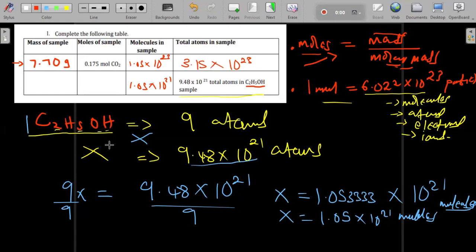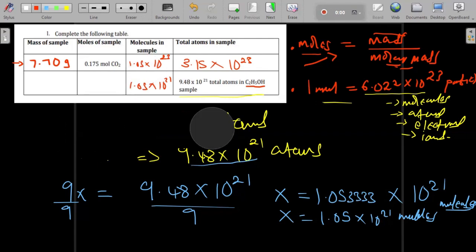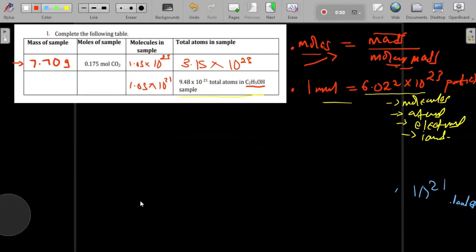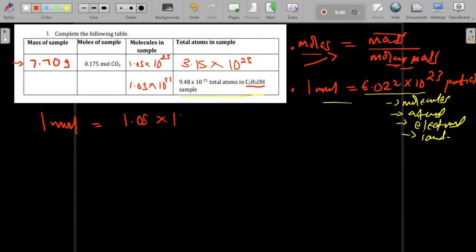C2H5OH. All right, so now that we have the number of molecules, we can find the number of moles, and finally we can find the mass. So we are going to say 1 mole of anything contains 1.05 times 10 to the power 20. No, okay, I went ahead of myself. So 1 mole of anything contains 6.022 times 10 to the power 23 molecules.